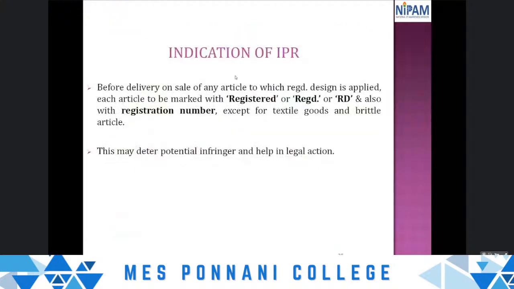Now, how is this IPR indicated? Once you get your design registered, you have to show that in the article that you sell. How? By marking with either of these terms, Registered, REGD or RD, and you have to also mark the registration number that you obtained once your design is registered. So that has to be shown so that anybody who is using your product or viewing your article will come to know that your design is registered. And it will basically prevent them from copying your design.